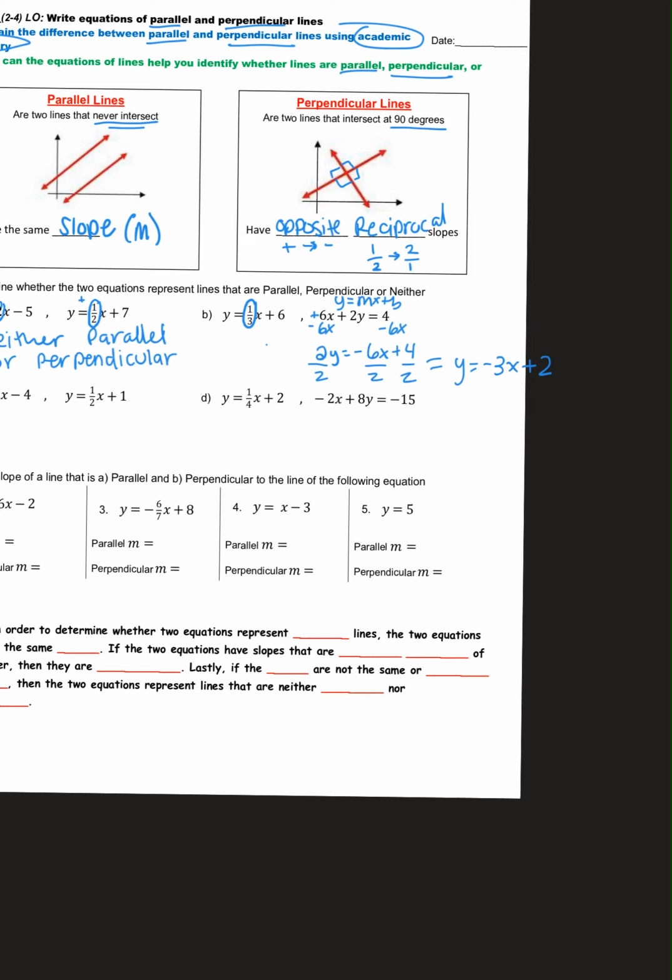Now I know what my m is. My m is negative 3. So this one was positive, and this one is negative. So they're opposites. That means they're not the same. So they're not parallel, but they are opposites, so they could be perpendicular. And now I need to look at, is 1/3 the reciprocal of 3? If I put a 1 underneath it, it is 1/3 flipped. So they are reciprocals of each other. So these two lines are perpendicular.